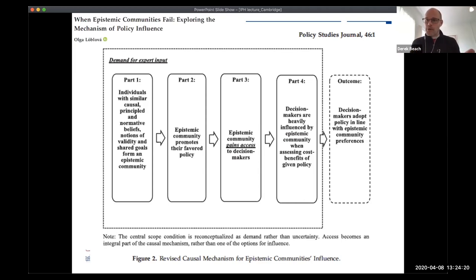So we get an idea of how it works, but then further research could then probe more about, well, how does access work? How does it work in different contexts? She was looking at health policy. Does it work differently in other types of policy, maybe education? Does it work differently in different countries? She looked at, I believe it was the Czech Republic and Poland, et cetera, et cetera. So in some respects, good process tracing tells us something, but it often will actually raise more questions than answers. And I think for research, that's a great thing.